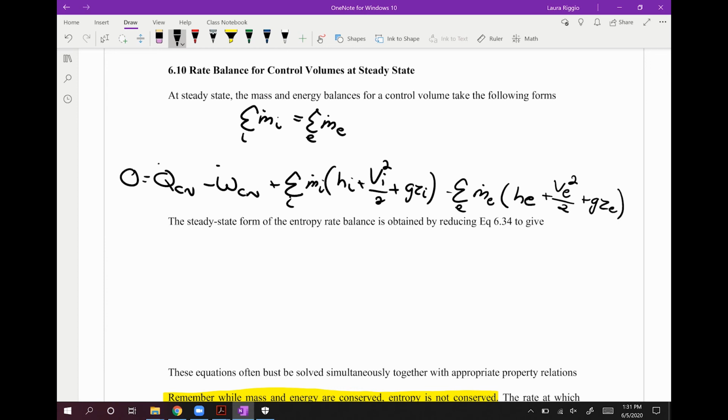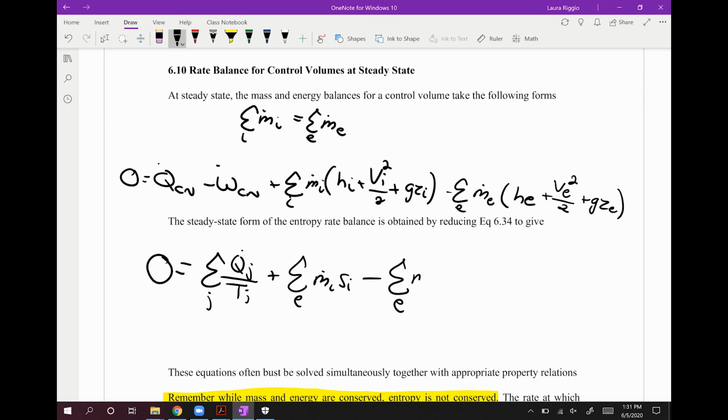The same goes for our entropy balance. We'd have the sum of what's occurring at our heat transfers at our boundaries plus the sum of the entropy coming in minus the sum of the entropy going out plus whatever entropy is being produced. You have to solve these equations simultaneously with any relevant property relations.